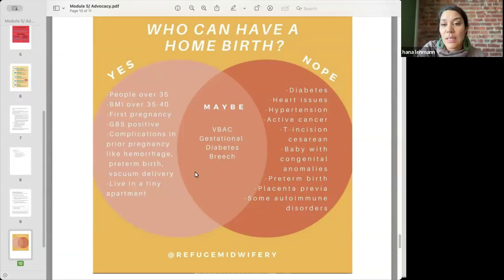They're not going to totally knock you out of the running if you really want a home birth, but it depends on what midwife and what their experience is with those things, whether or not you'd actually be safe at home for a home birth.